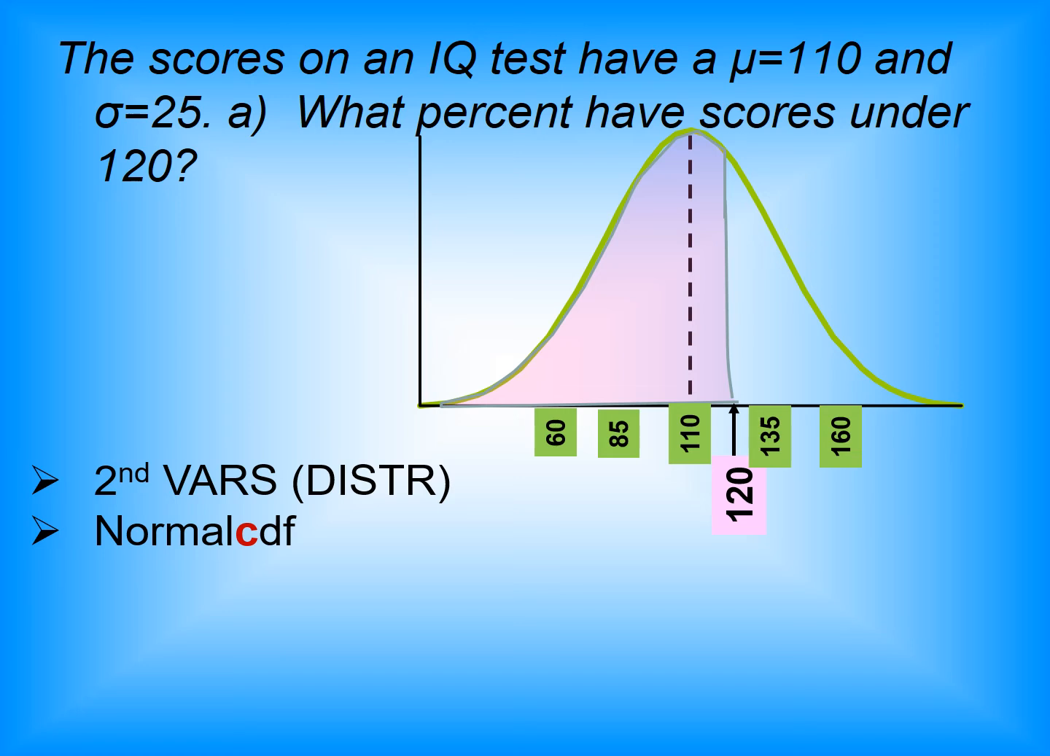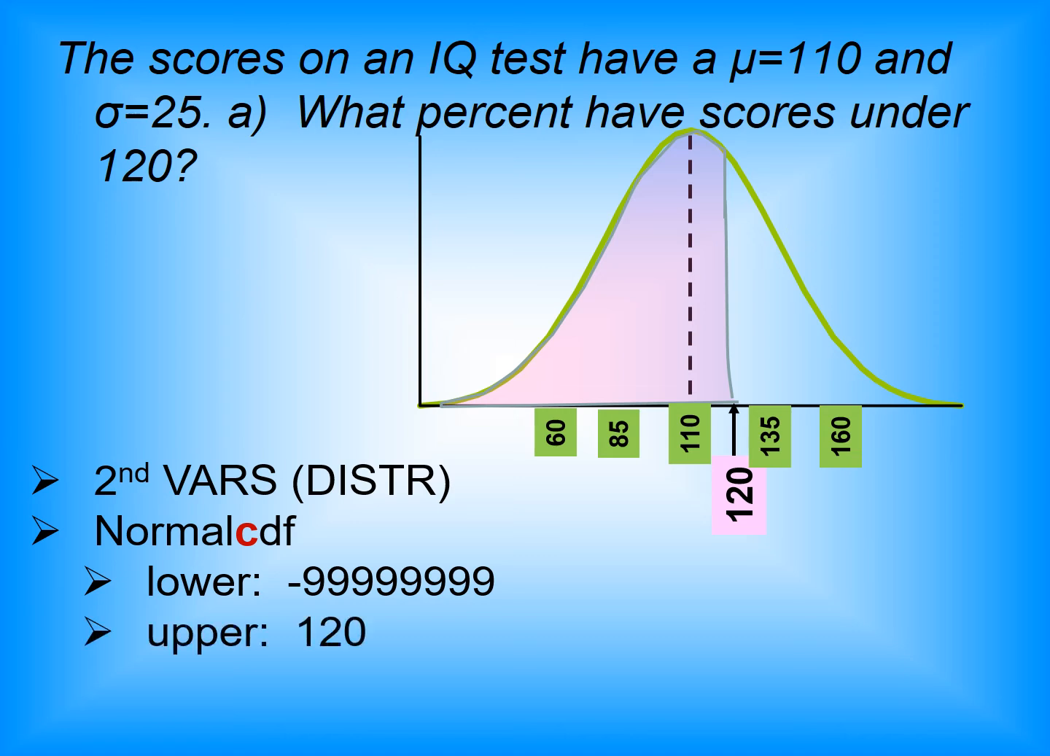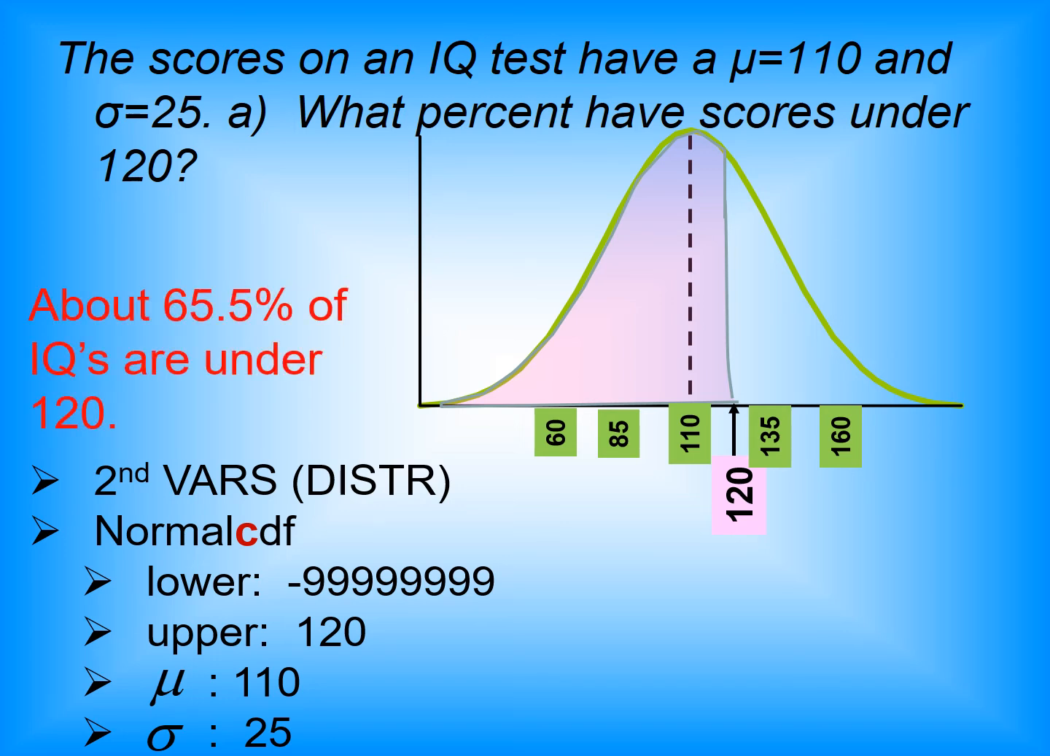What do you think our left bound is? The lower part of what we need to put in. Well, we're shading far left, and it continues and continues, so we say that's negative infinity, especially if you look at this as a number line. We're going up to 120. The mean that's given now is 110. Standard deviation is 25. Hit enter, you'll get 0.655. Change it into a percentage. 65.5% of IQs are under 120.